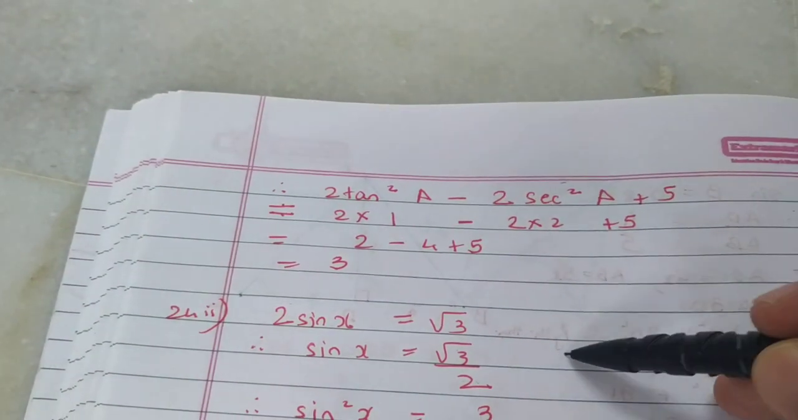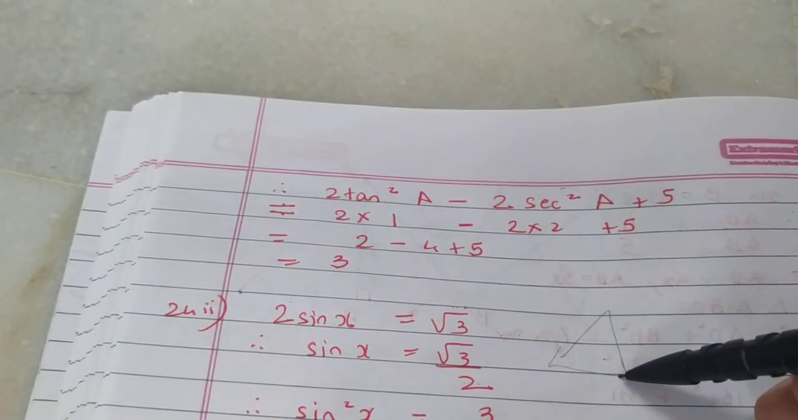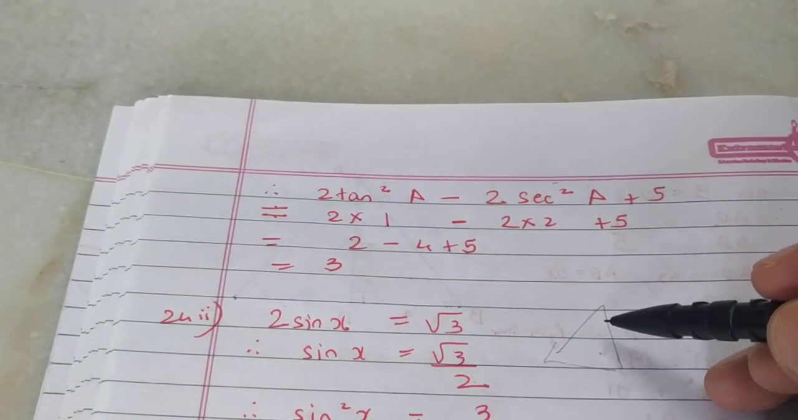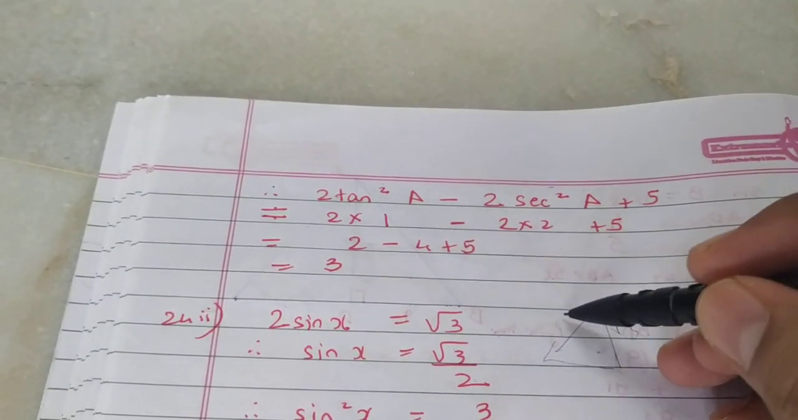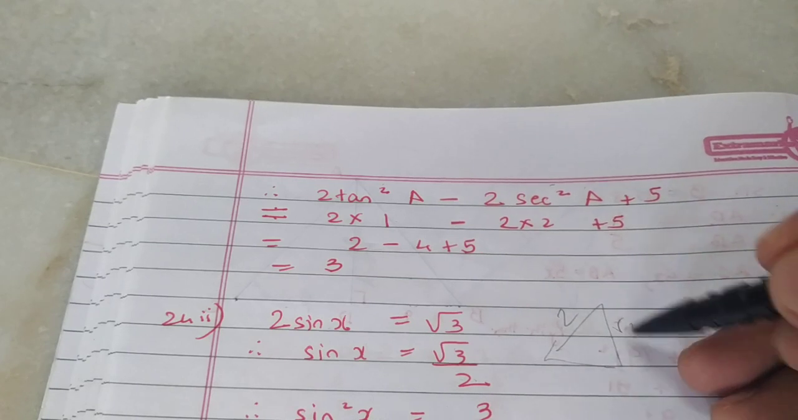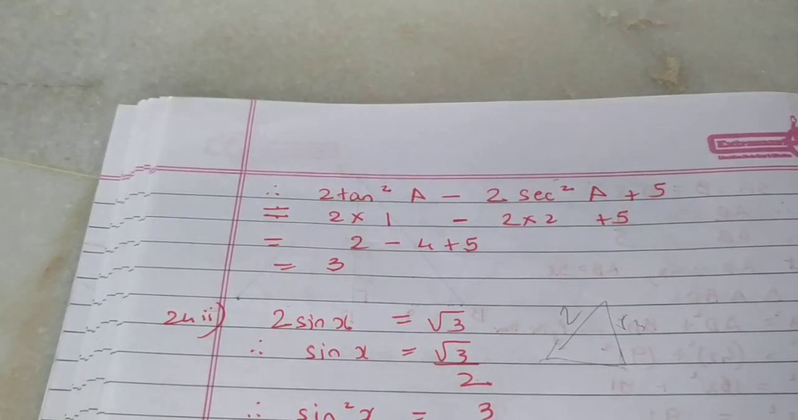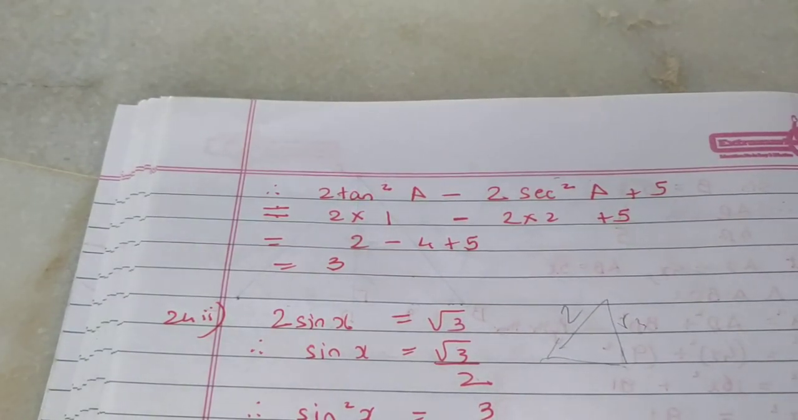Now one method, draw a triangle. One side will be root 3, the other side will be 2. Use Pythagoras theorem, find the third side, find the trigonometrical ratios. It's a very long-cut method.